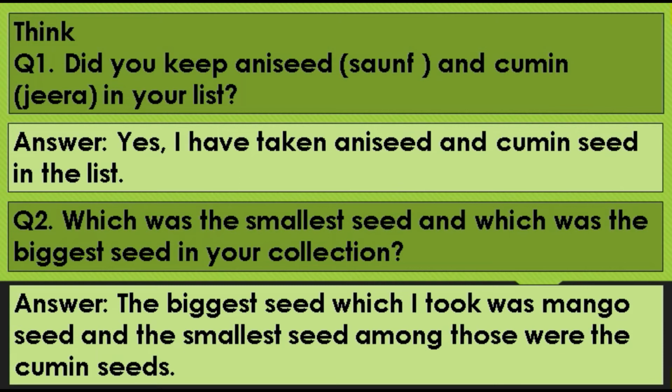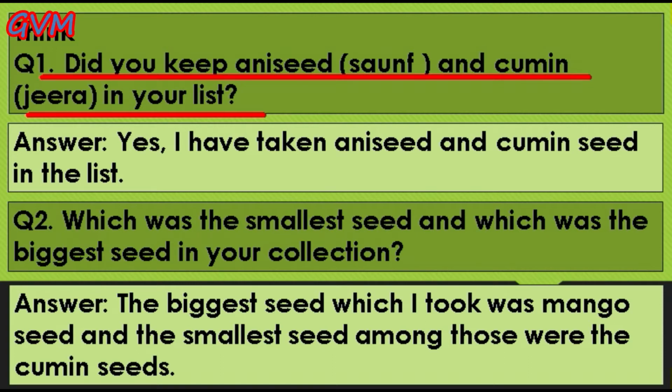Now students, as you can see here are some more questions to discuss, and question number 1 is, did you keep aniseed or saunf and cumin or jeera in your list? Now students, in this question you have to write down the answer. If you take aniseed and cumin as seed observation for your seed chart, then you have to write down here, yes, I have taken aniseed and cumin seed in the list. If you don't, then you have to write down just no here.